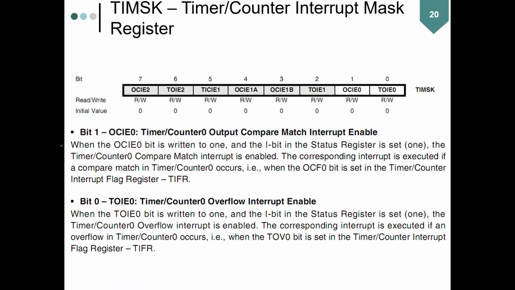Then you have the timer counter interrupt mask register. Here you again have 8 bits, and bit 0 is the timer counter overflow interrupt enable. This is used to enable the interrupt. Then there is the timer counter 0 output compare match interrupt. If you want to enable the output compare match interrupt, this is enabled from bit 1.